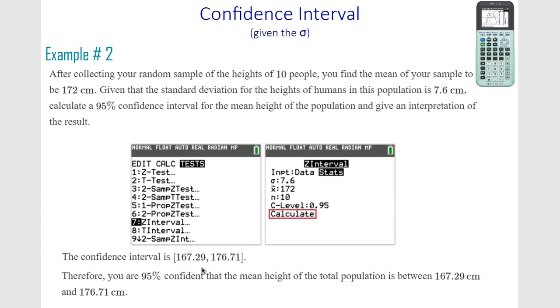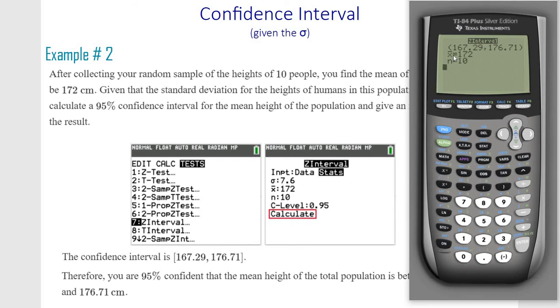So this is what your calculator spits out, 167 to 176. So therefore you are 95% confident that the mean of the population is within those numbers. Okay?